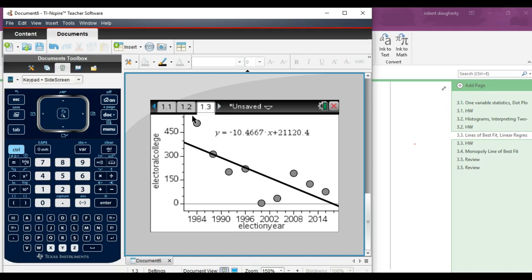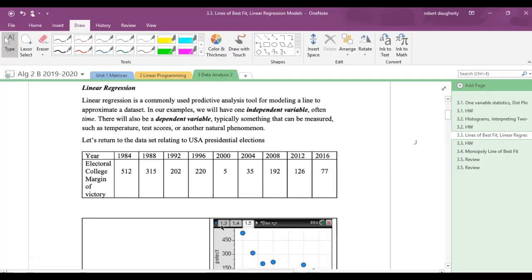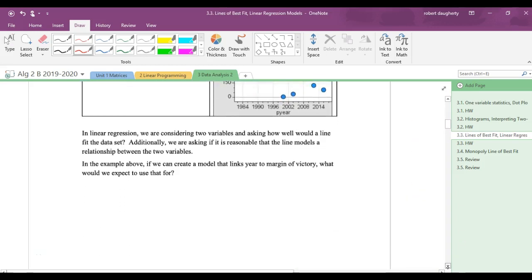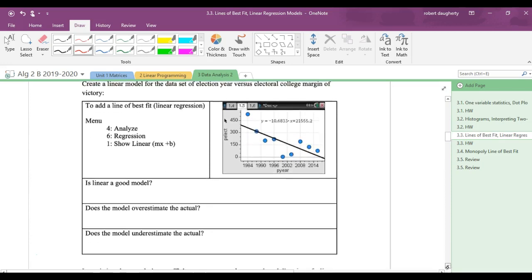This data set looks like it was trending down and then it went up and then down, so maybe a line is not the best model. That's a different question. But if there is a line that best fits this data set, this is it, okay? So it's negative 10.4667 plus 21,211.204 is the line there. So I've got a line of best fit, and let's just look at that. So I've created that line, and you see that line here.